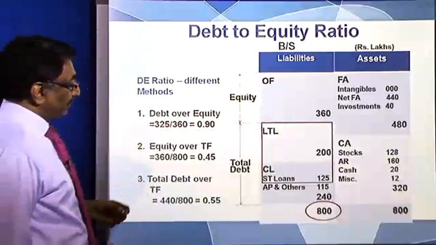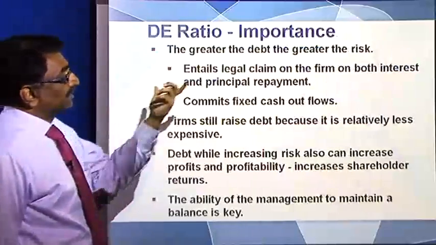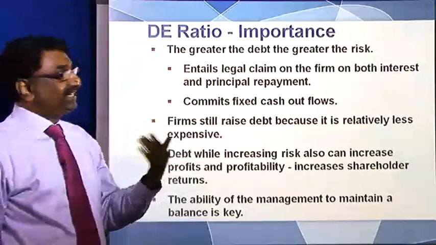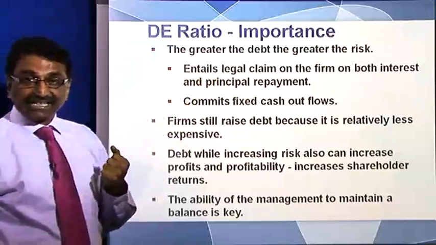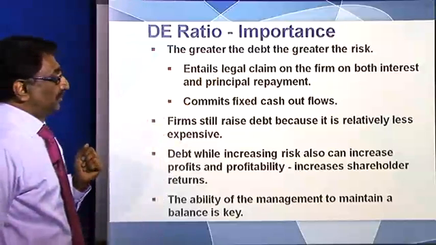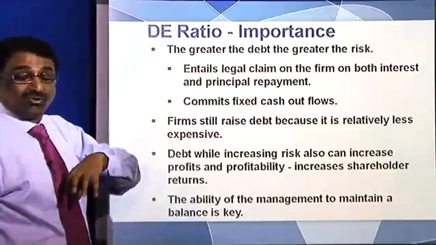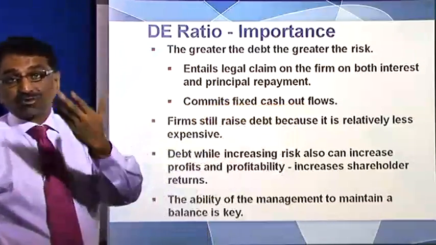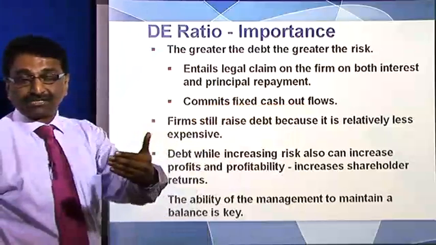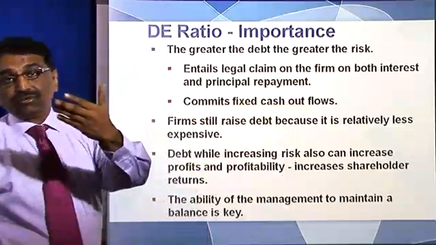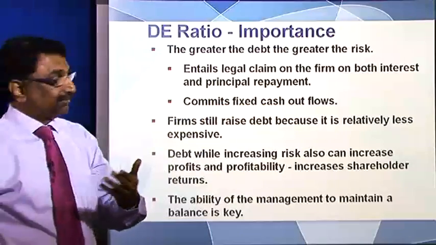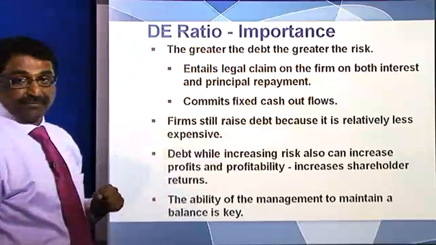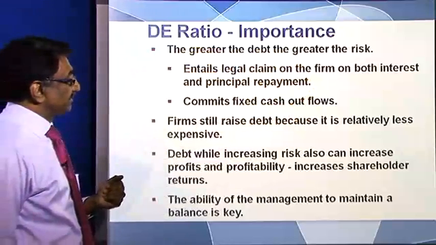So this gives you an understanding of how much of these assets have been funded from borrowings and owners funds. This proportion is important, as I told you before, because every time you borrow, you have a legal claim. The lender has a legal claim on both interest as well as repayment of the loan, and this also commits the company to fixed cash outflows. That means you are already agreeing upfront that every 6 months you will pay the installment, and you will also pay the interest every quarter, for example. Those kinds of commitments are made when you take interest bearing loans from institutions and banks.